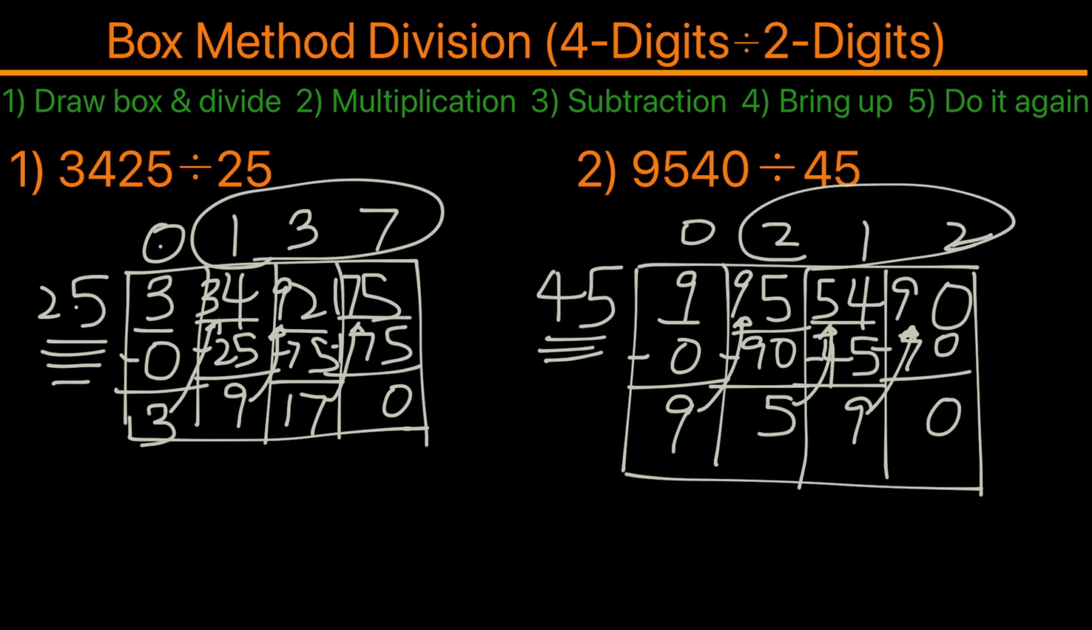So these are 2 examples of how you would use box method division, 4 digits by 2 digits. It's a different method in comparison to the traditional method that we are used to, but it works the same way. The only difference is that you are bringing up the number and then repeating again after that to get to the final answer.